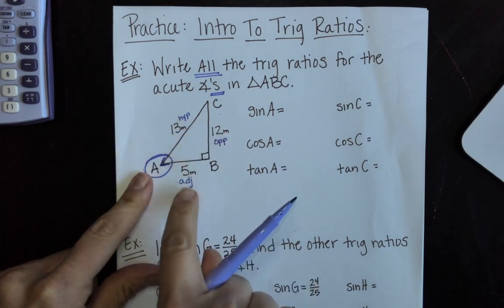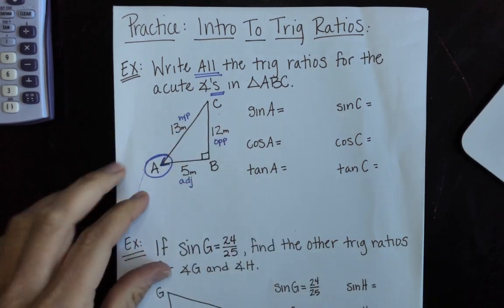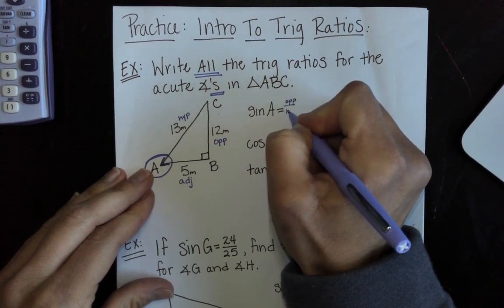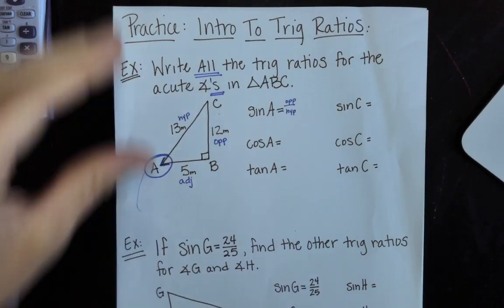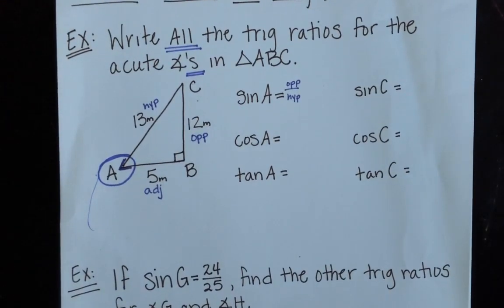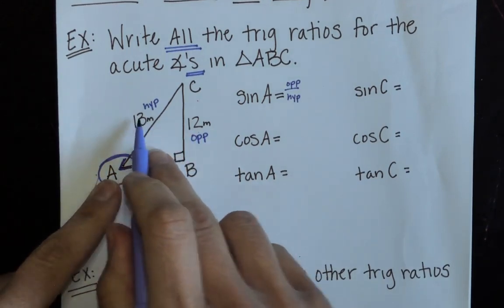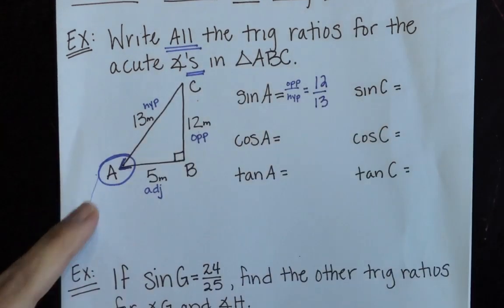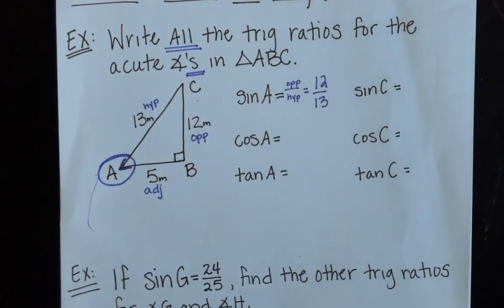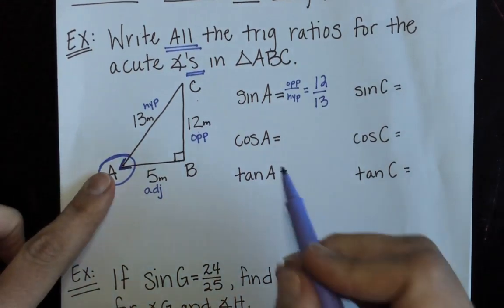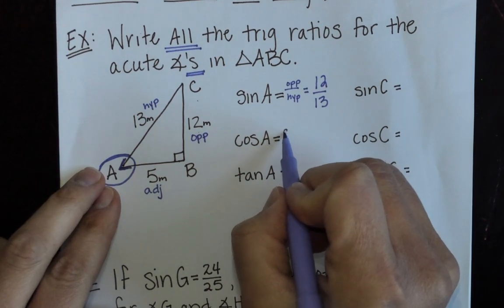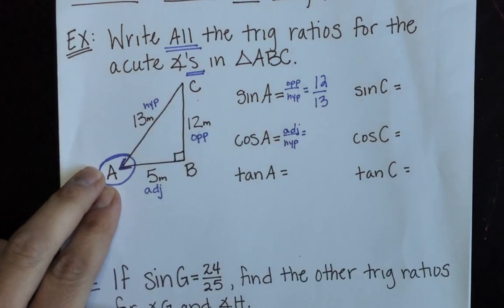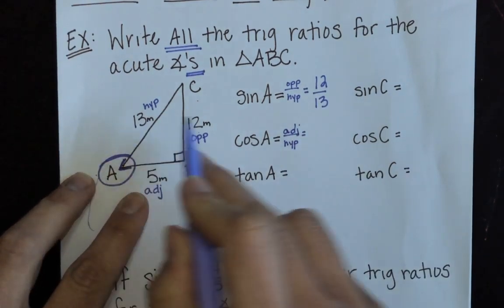Now that I've labeled, I can remember that sine, if we don't remember SOHCAHTOA, is opposite over hypotenuse, so my answer for this would be 12/13. The nice thing is there's no reducing that has to happen. Cosine is adjacent over hypotenuse, so we have 5/13.